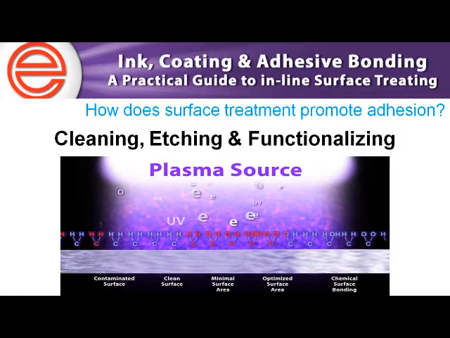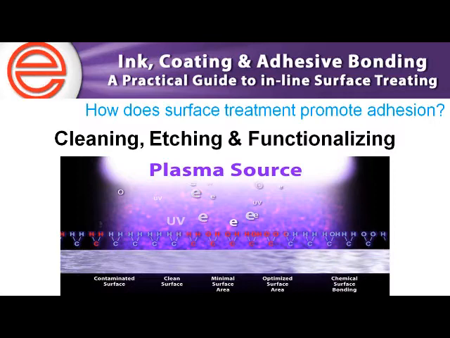So what we're seeing on the screen now, if you look on the left-hand side, you're going to see the lower side is what would be illustrated as a contaminated surface. The surface treating process will first clean the surface. So we're cleaning any contamination off of the surface. That provides a minimal surface area to which you can bond.